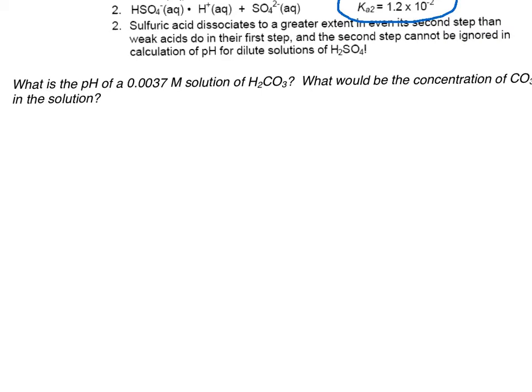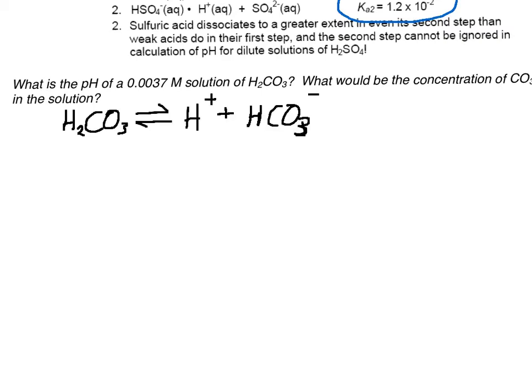So to solve this, we start out like we do with all the others, with a balanced chemical formula and an equilibrium expression. Now, since this is a weak polyprotic acid, I only deal with the first dissociation, so I do not dissociate the second hydrogen. I only do the first hydrogen.